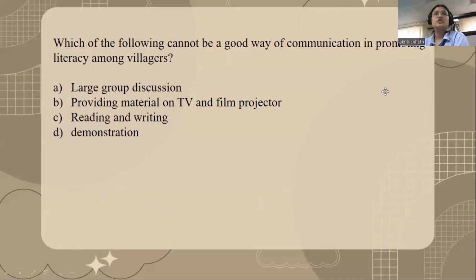Next question. Which of the following cannot be a good way of communication in promoting literacy among villagers? Which of the following cannot be a good way of communication? Right? We don't use that type of communication. Promoting literacy among villagers: large group discussion, providing material on TV and film projector, reading and writing, and demonstration. Which is not a good way of communication in promoting literacy? It is reading and writing.